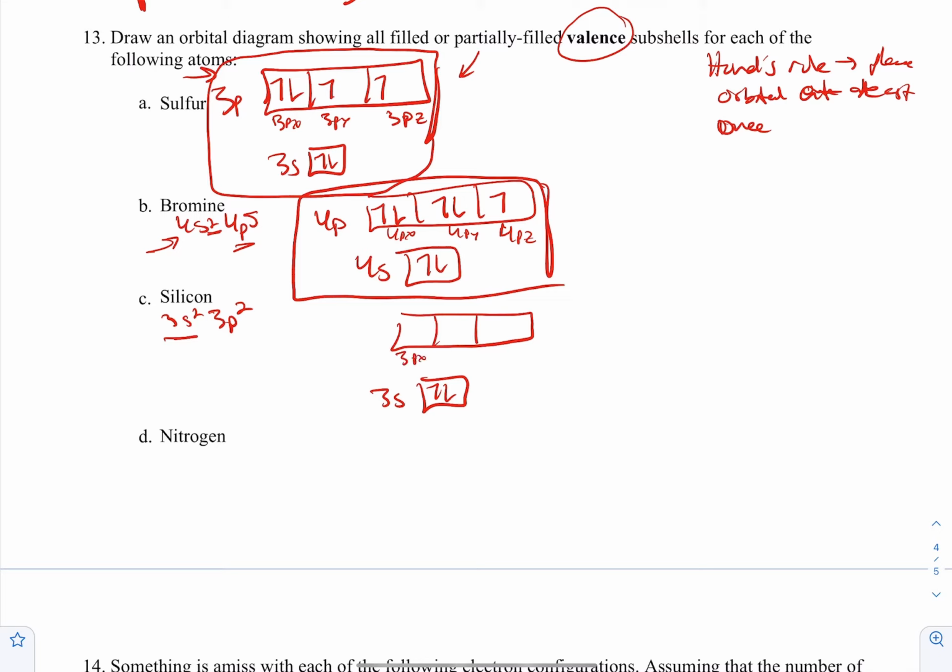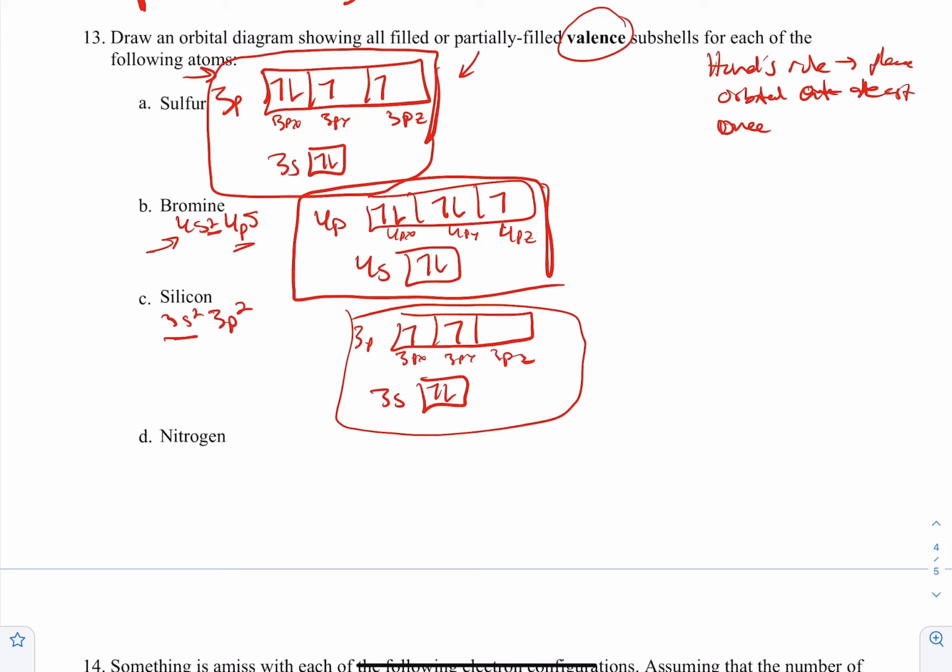So here's my 3px, 3py, and 3pz. And I've got 2 electrons in there, right? Just like that. So this is what you would write, okay? Now, if you were not following Hund's rule, you would have probably put this electron in here, and you would have gotten that problem wrong. So just make sure that you follow Hund's rule, putting in one at a time.